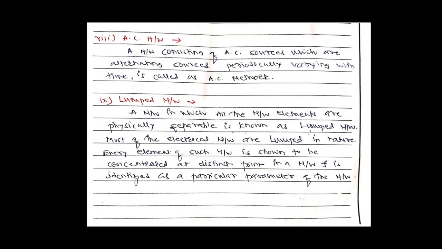Next one is an AC network. A network consisting of AC sources, which are alternating sources and which are periodically varying with respect to time, is called an AC network.